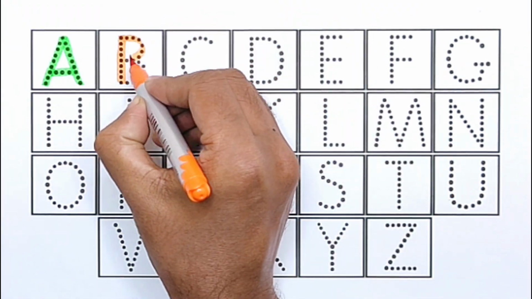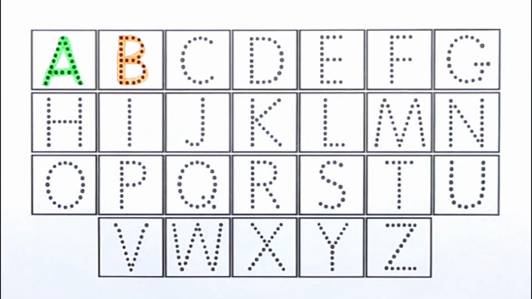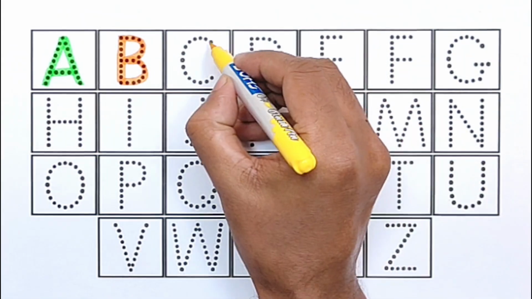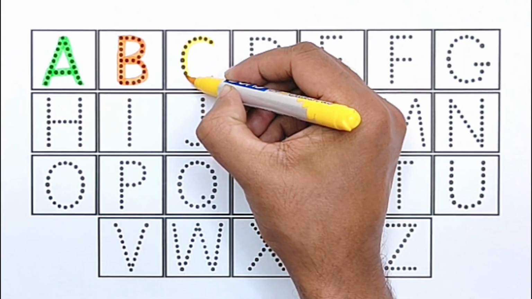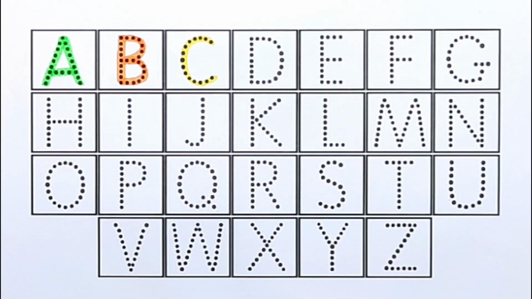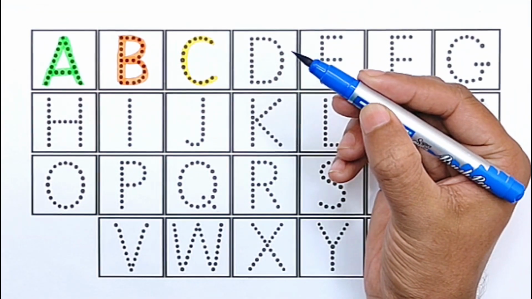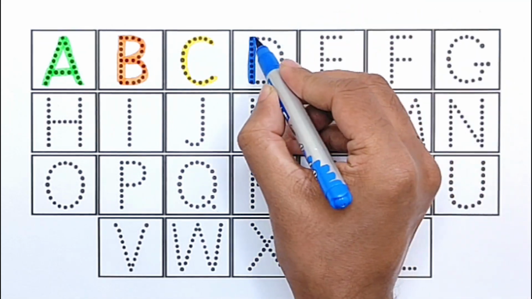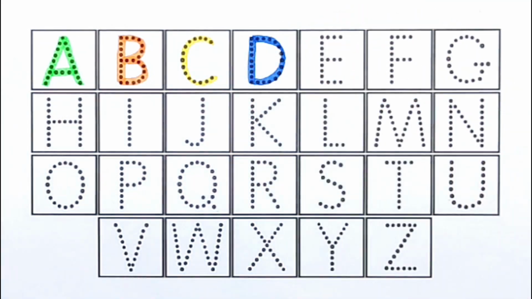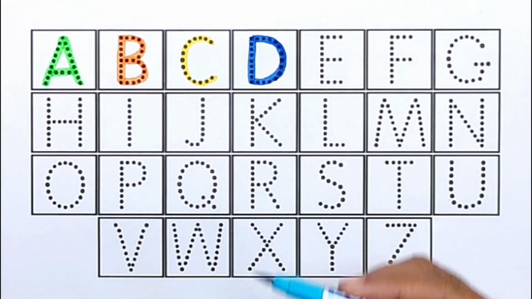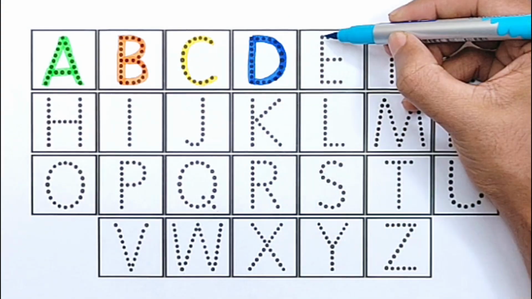B for banana, yellow color. C for cat, blue color. D for dog, sky blue color.